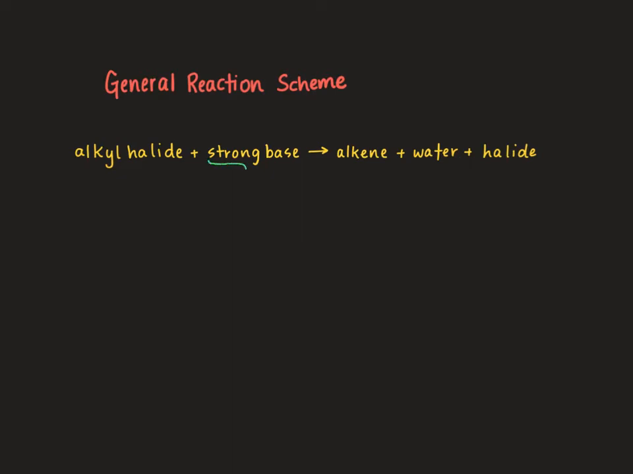For this course, our strong base is going to be a hydroxide ion or something like sodium hydroxide. We will form an alkene as our organic product, and then water and our halide are going to be our inorganic byproducts. So you don't always have to write these down if you're not asked for them, but it's important to recognize what you're forming in case it changes things about the reaction.